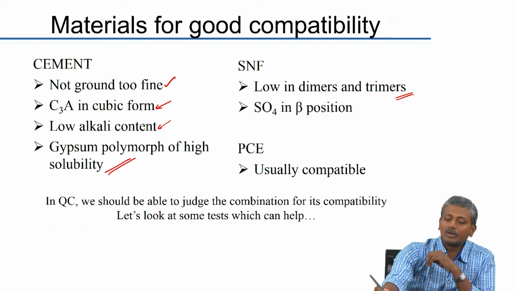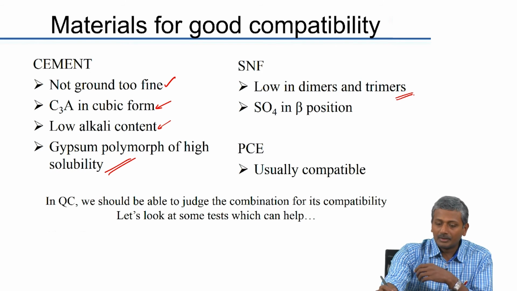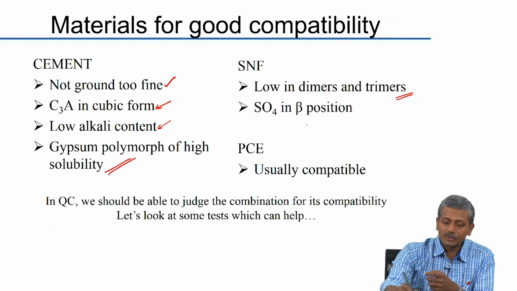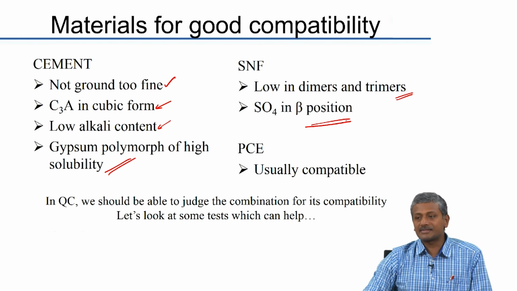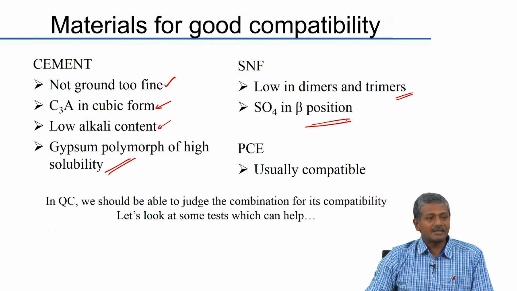SNF, you need to avoid low molecular weight materials because that leads to air entrainment, and sometimes the sugars present in ligno or SNF can also cause retardation. And we also saw earlier that in the structure of the SNF, if your sulfonate is present in a particular location, it enhances the effectiveness of the SNF. In beta position, sulfonate seems to enhance the effectiveness.